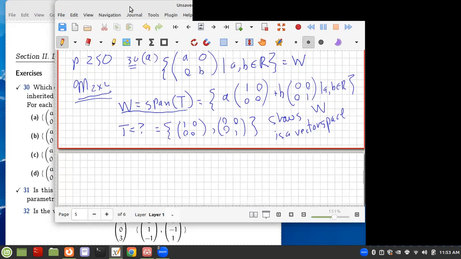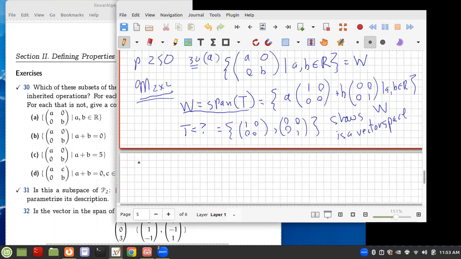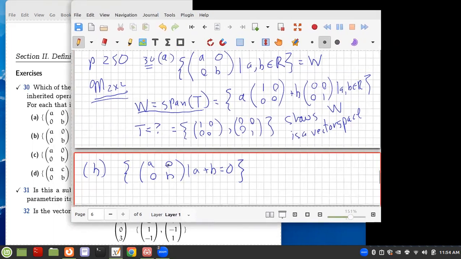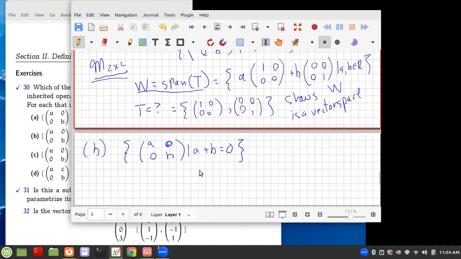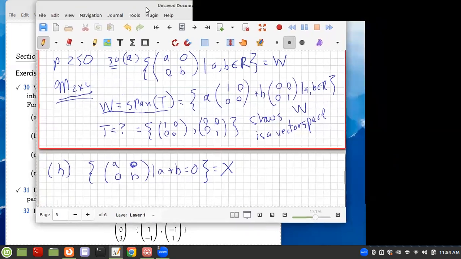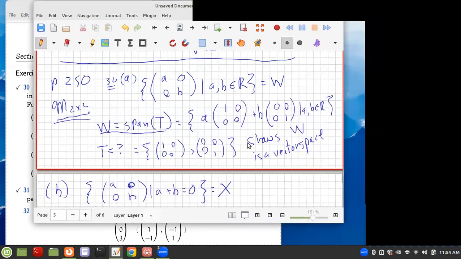So we can try this on the same page with B, which is the set of matrices with A, 0, 0, B, such that A plus B equals 0. Well, this is a smaller set. So we can call this X. I'm sorry, I just want to think about the last one. So we appeal to the theorem that any span is a vector space, so therefore W is a vector space.